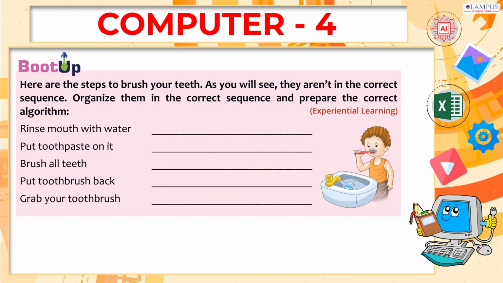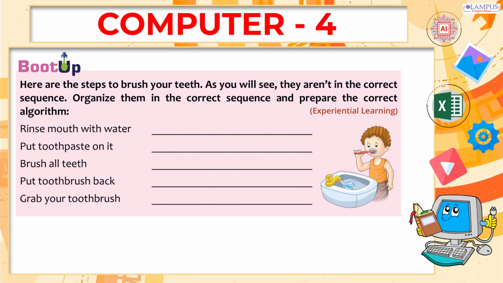Boot up. Here are the steps to brush your teeth. As you will see, they aren't in the correct sequence. Organize them in the correct sequence and prepare the correct algorithm. Rinse mouth with water. Put toothpaste on it. Brush all teeth. Put toothbrush back.